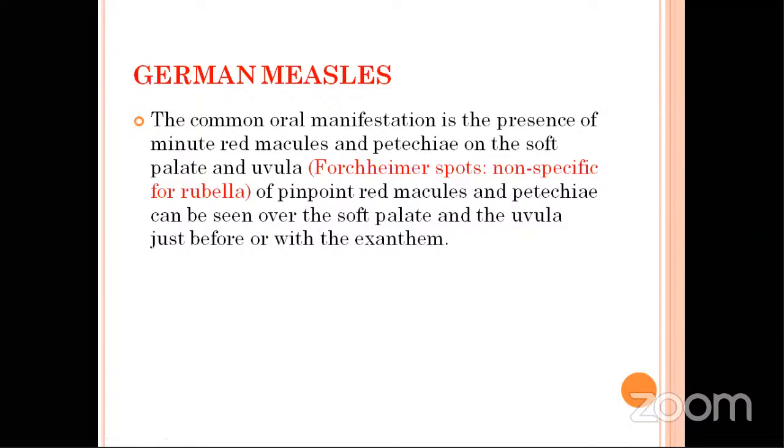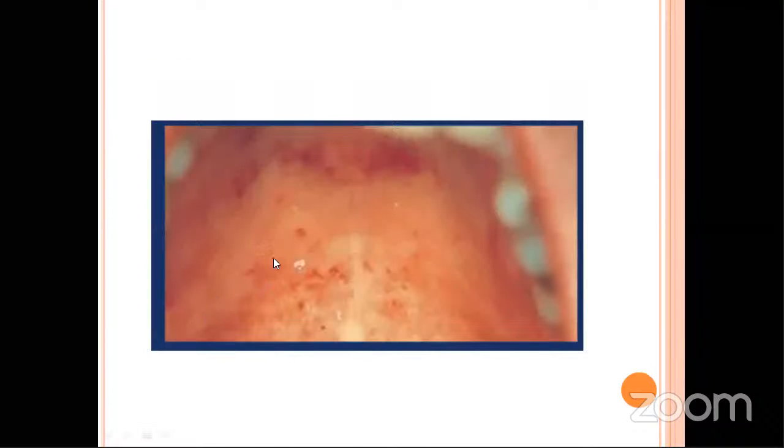Whereas in German measles, you will be able to see certain petechiae on the soft palate. அதாவது கொஞ்சம் சின்ன சின்னதா வந்து erythematous spots மாதிரி இருக்கும் soft palate, which is called as Forchheimer spots. Okay, so these are the Forchheimer spots. Certain erythematous areas on the soft palate, raised erythematous areas on the soft palate. So this is typical to German measles.